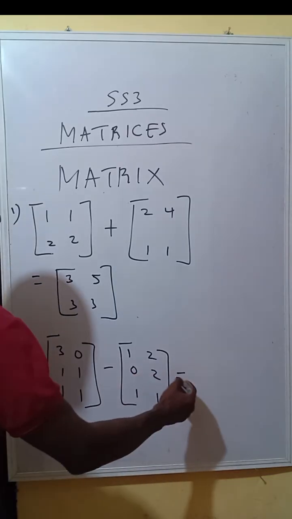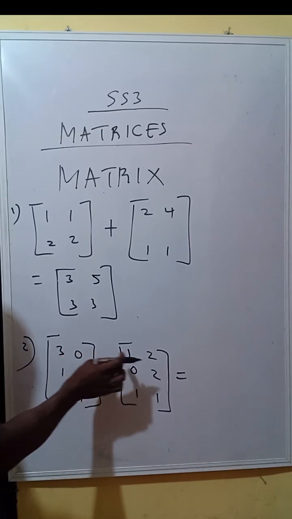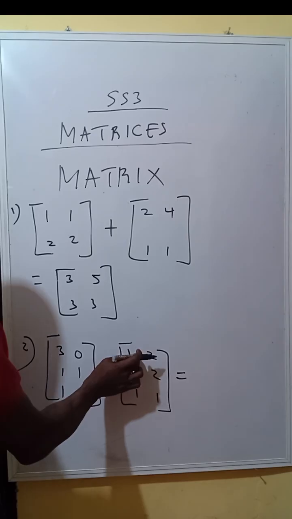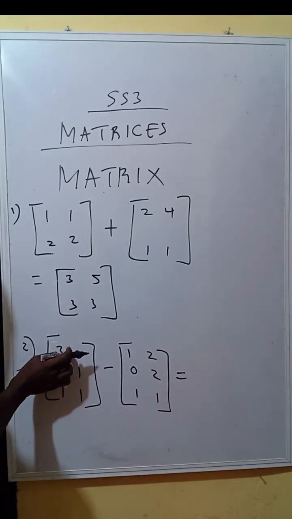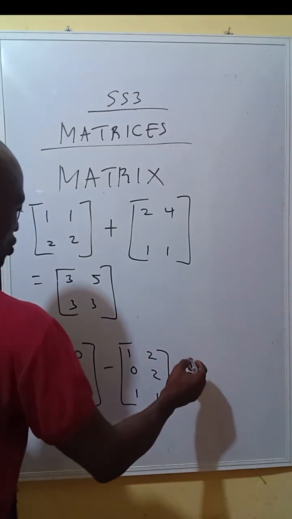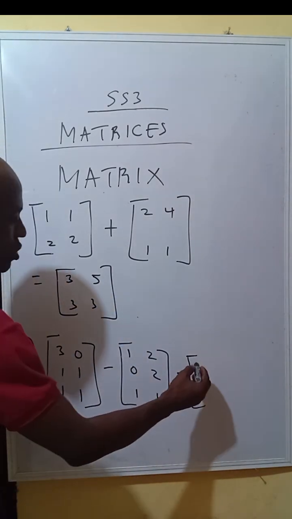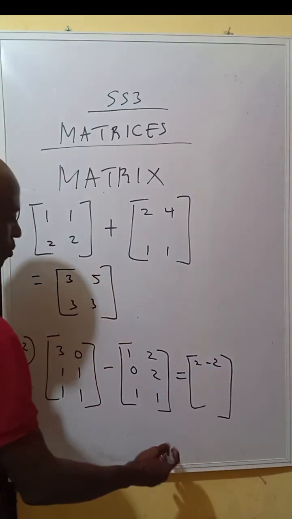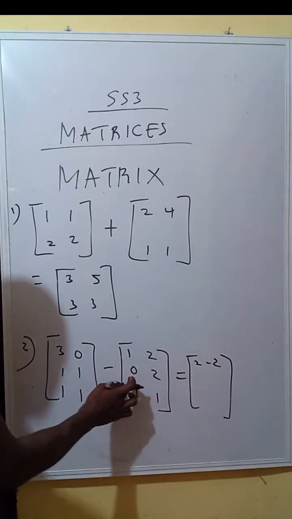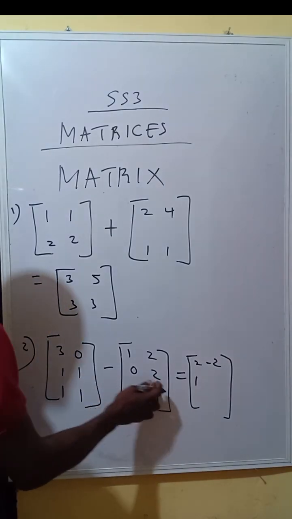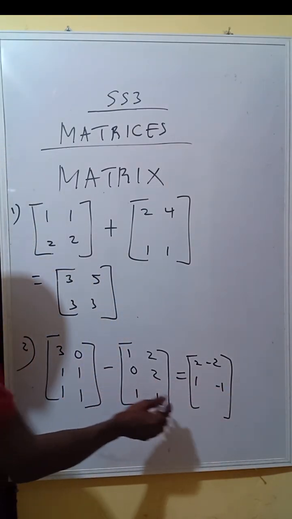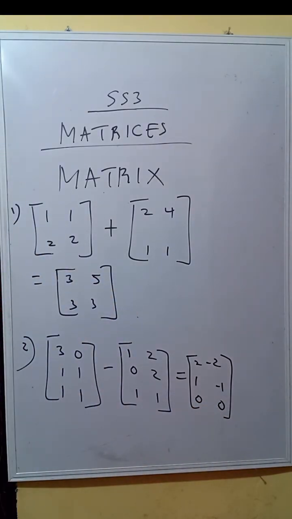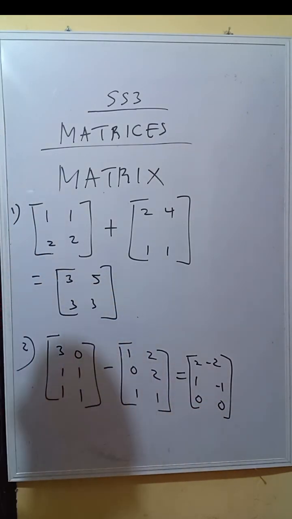Now, how do we do this? You take this entry and subtract the corresponding entry here. The position of this is the first one, and this is also the first one. So you say 3 minus 1, which is 2. 0 minus 2, minus 2. 1 minus 0, 1. 1 minus 2, minus 1. 1 minus 1, 0. 1 minus 1, 0. So this is the subtraction of both matrices.